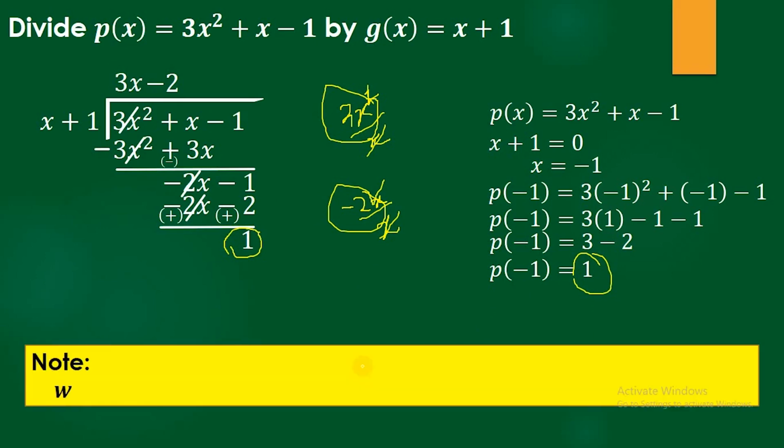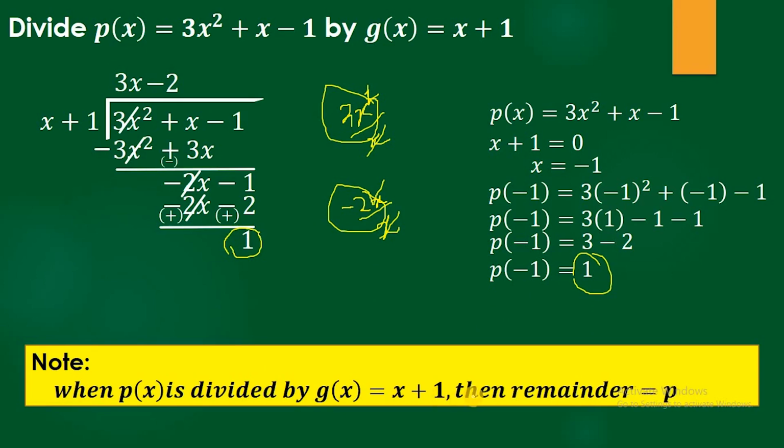So we can take a note that when p of x is divided by g of x equal to x plus 1, then the remainder is p of minus 1. That is, when we put x equal to minus 1 in p of x, you will get the remainder. You have the same remainder here. So let's take another example to make it more clear.